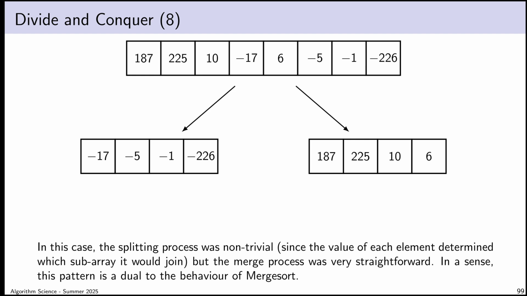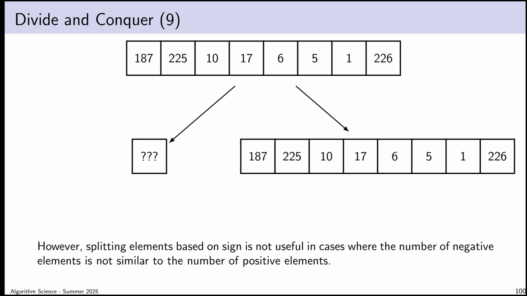So in this example, my splitting process was non-trivial. I actually had to do some work while splitting. I had to ask the question, is this element negative or is this element positive? But the merge process was absolutely trivial. I just concatenate two sequences. And this is, in a sense, a dual to the behavior of merge sort. Merge sort has an easy split, but a little bit more of an involved merge. This process was a more complicated split, but a very, very simple merge.